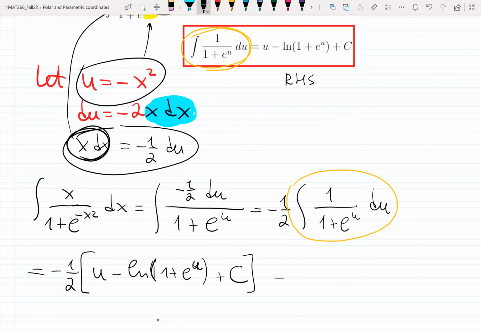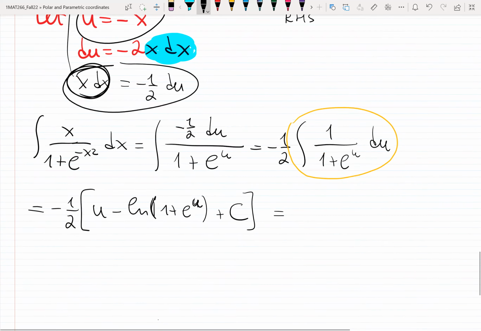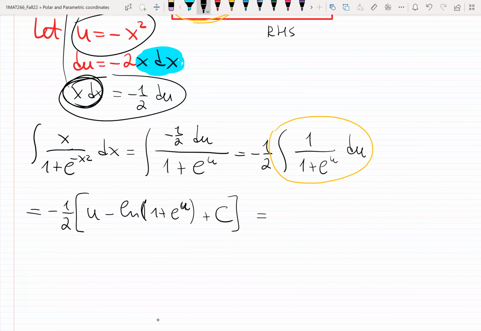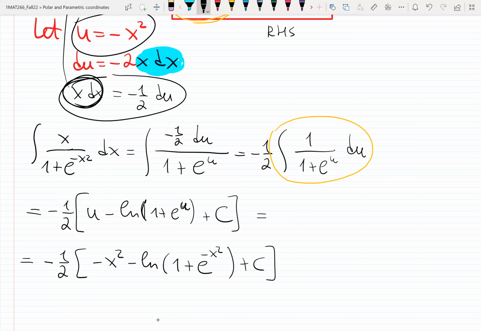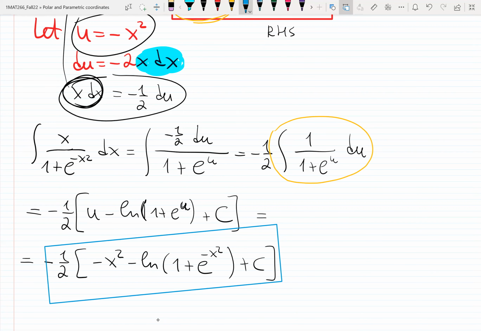Close the brackets. Now, nobody knows what u is except us, so you have to change your u back to minus x squared. Minus 1/2 times, u is minus x squared, minus ln(1 plus e to the minus x squared), plus c. Either you simplify or not. This is the answer. How about that? What do you think about that? Can you do that?